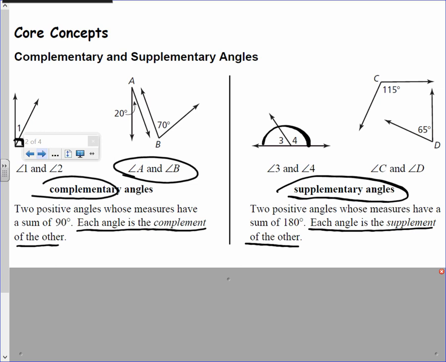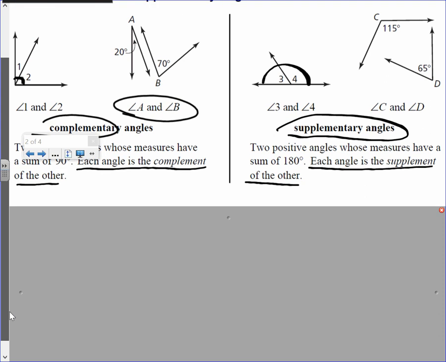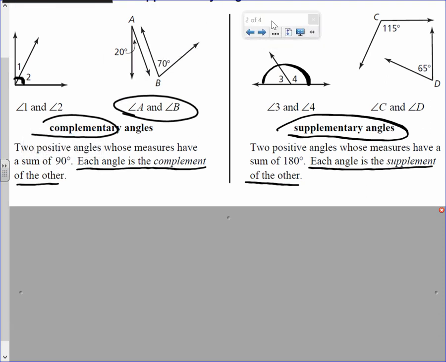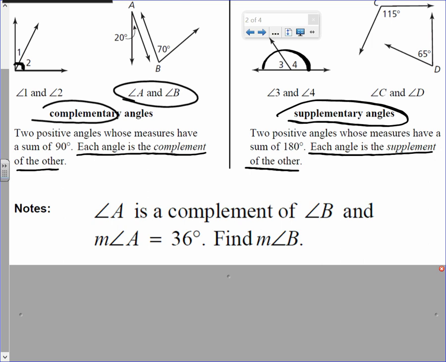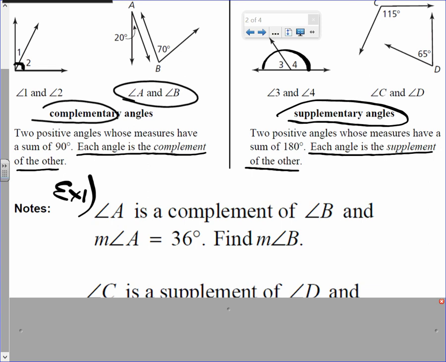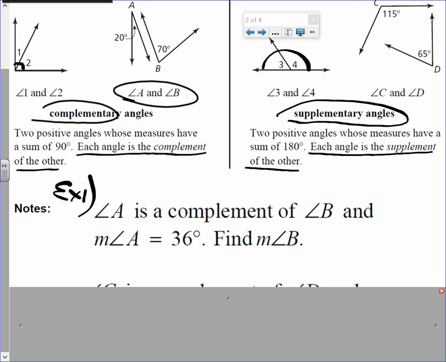So on the notes now, there's a little section for notes at the bottom. Let's do example 1. Angle A, write this down. Angle A is a complement of angle B, and the measure of angle A equals 36 degrees. Find the measure of angle B. I'll write that down, bottom of the page, note section.